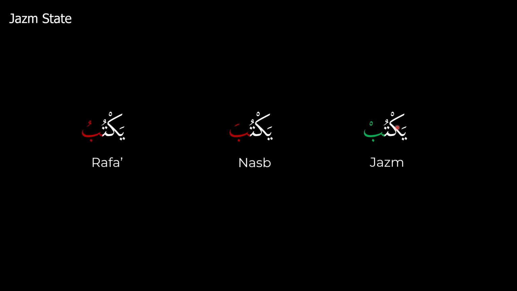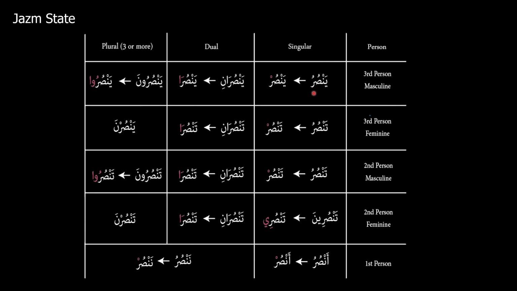So let's take a look at the different conjugations for the jazm table. Here we have yansuru, which is rafa, and to put this in the jazm state, all you have to do is replace the dhamma with a sukun, so it becomes yansur. For yansurani, all you have to do is remove the noon, so it becomes yansura. Same thing here, yansuruna becomes yansuru, noon is removed. Then tansuru becomes tansur, again you have a sukun ending. Tansurani becomes tansura. Yansurna is the same.